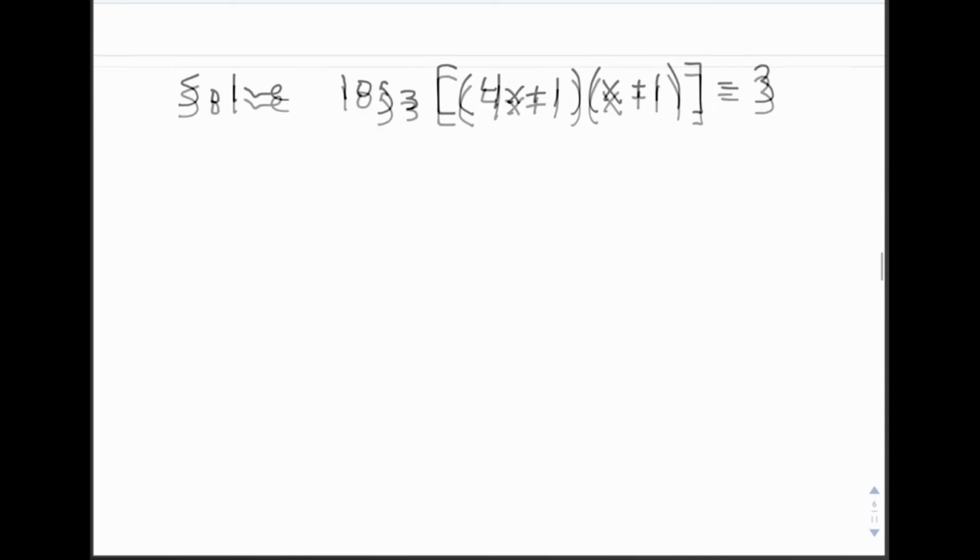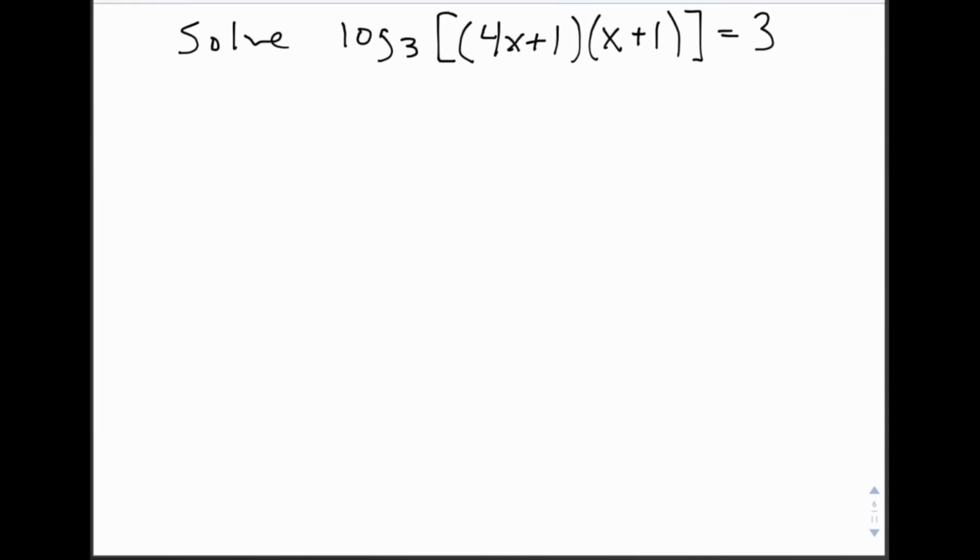So this example asks us to solve log base 3 of the quantity 4x plus 1 times x plus 1 is equal to 3. So let's try to rewrite this in exponential form to see if that will benefit us. Again, we are dealing with a base of 3, an exponent of 3, and that's going to be equal to our 4x plus 1 times x plus 1. So 3 raised to the 3 is going to give me 4x plus 1 times x plus 1.